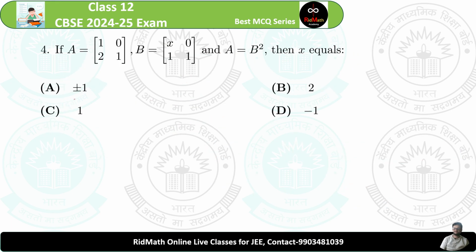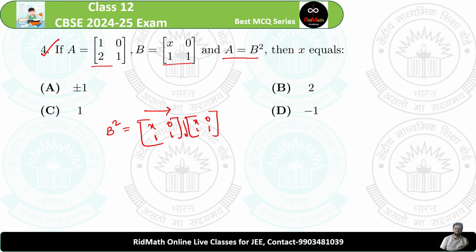Next problem. Problem number 4. If A equal to this matrix and B equal to this matrix, and A equal to B square, then x equal to what? Okay, A equal to B square, so we will find B square. This is x 1, 0 1 into x 1, 0 1.